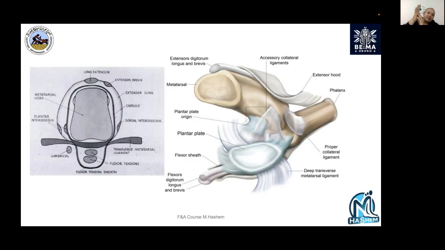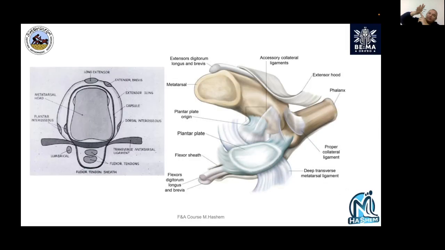Again, the plantar plate is a very strong fiber. It's the same in the hand. It's here. That is a very strong fibrous plate. It has two limbs attached to the metatarsal, one limb attached to the phalanx. It receives the attachment of the transverse intermetatarsal ligament, and the attachment of the plantar fascia in the foot.